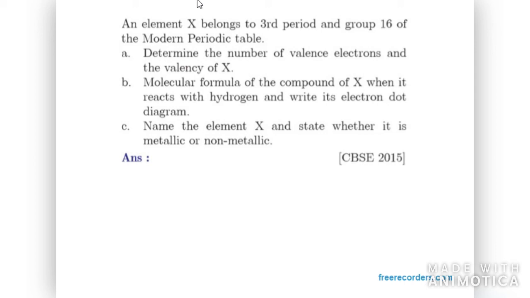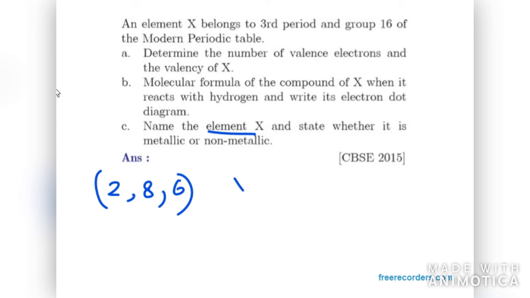So first of all, let us write. It says X belongs to third period and it says that group is 16. So it suggests that the number of valence electrons will be 6. So therefore 2, 8, 6. Now you can write, as you know, for 16 it is sulfur. So that means the element X is sulfur here.